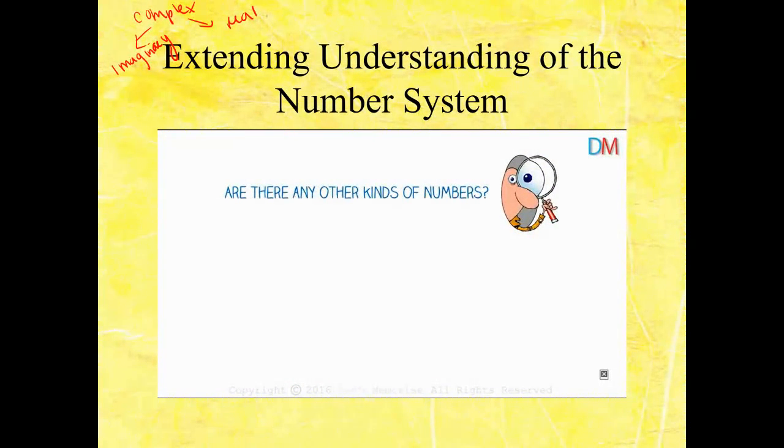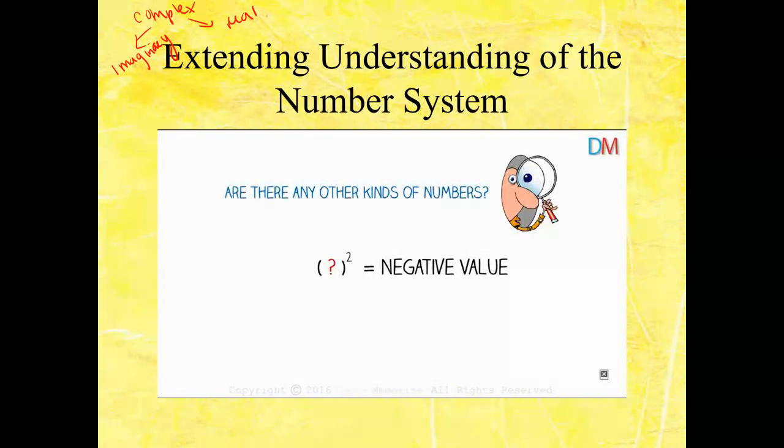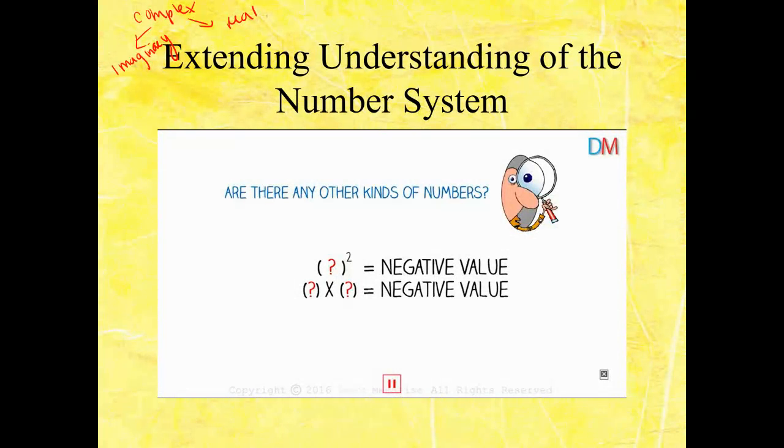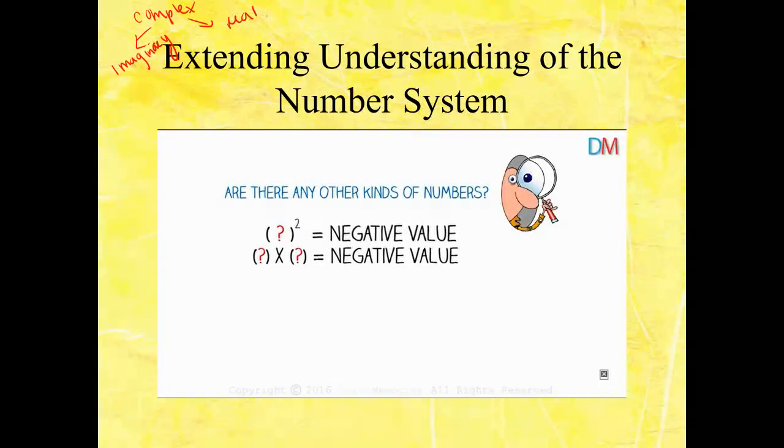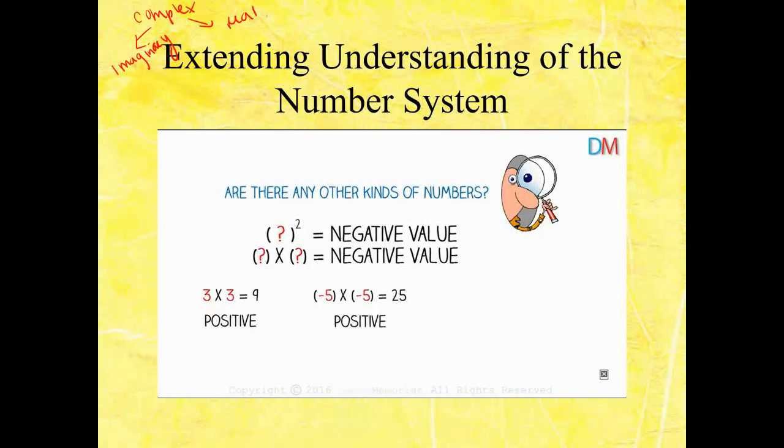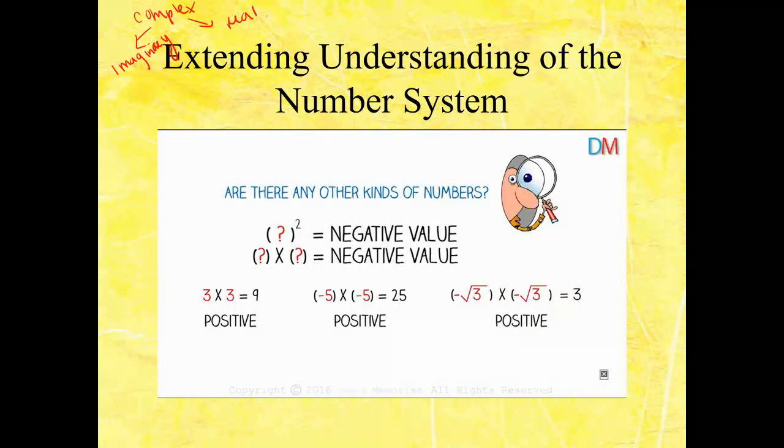Before you answer that question, let me ask you another one. Can you think of a number which when squared results in a negative number? Yes, a number which when multiplied with itself gives a negative number. Try it. You'd have probably tried a few options. 3 times 3 is 9, positive. Negative 5 times negative 5 is 25, again positive. Negative root 3 times negative root 3 is 3, positive again. No luck. We'll come back to this.